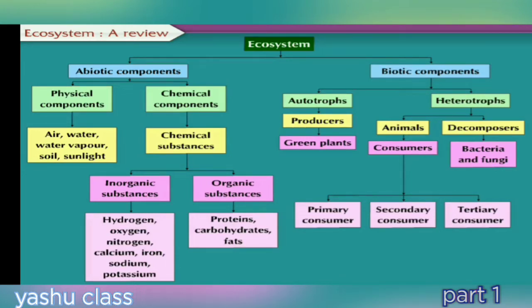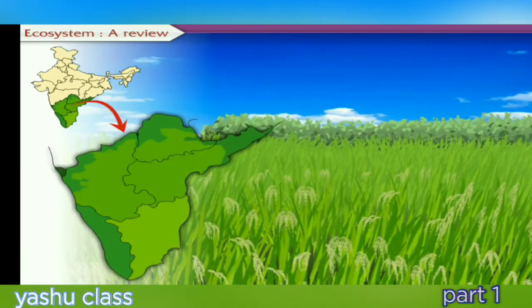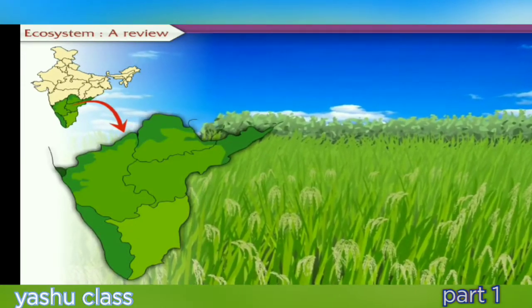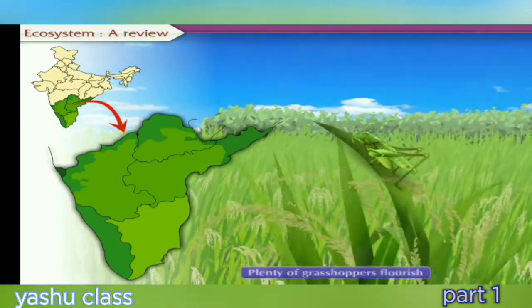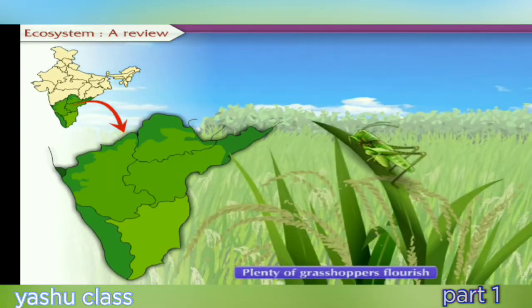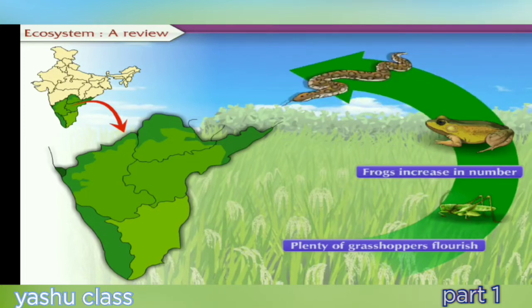Let me give you a situation. In southern India, rice plantations are carried out on a large scale. Due to such abundance of food, plenty of grasshoppers flourish over there. Frogs feed on these grasshoppers. Therefore, their number also increases, and simultaneously, the snakes which feed on these frogs also increase in number.